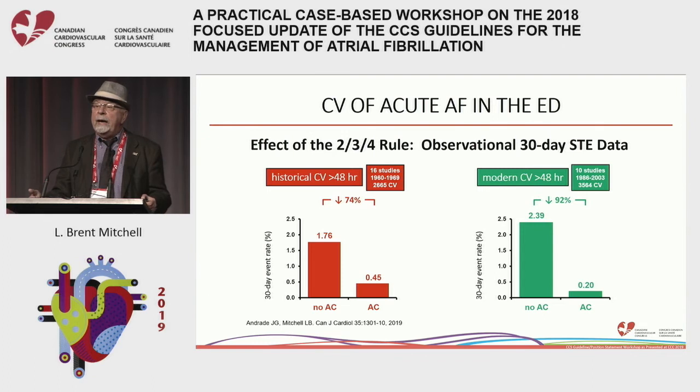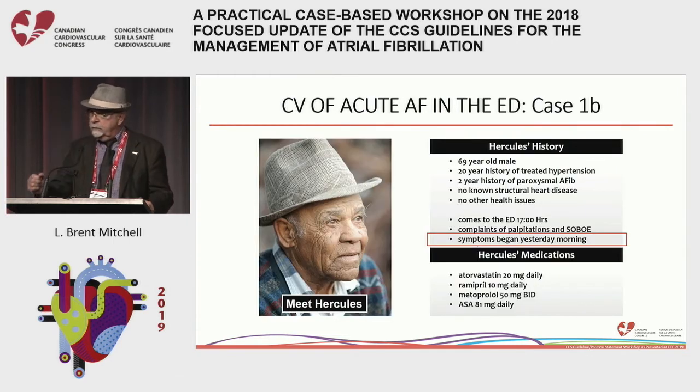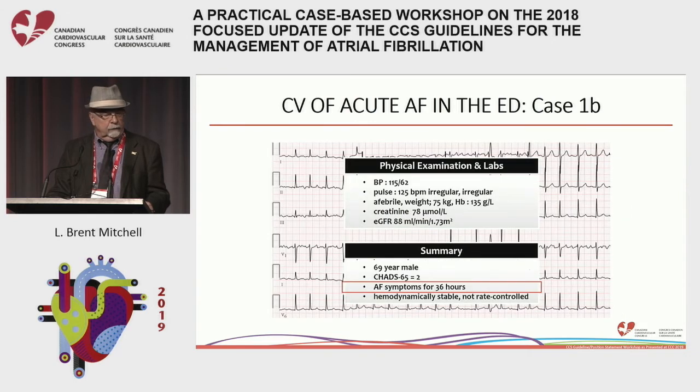So because of that apparent benefit, despite the fact it's never been subjected to a randomized clinical trial, we make the strong recommendation that the 2-3-4 rule applies to Hercules because he has been in atrial fibrillation for more than 48 hours, and in particular because he has a CHADS-2 score of 2. I'm going to change Hercules' history now to make it more relevant to the acute care setting, and that is the only difference: he's been in atrial fibrillation for 36 hours. Otherwise, it's the same case.